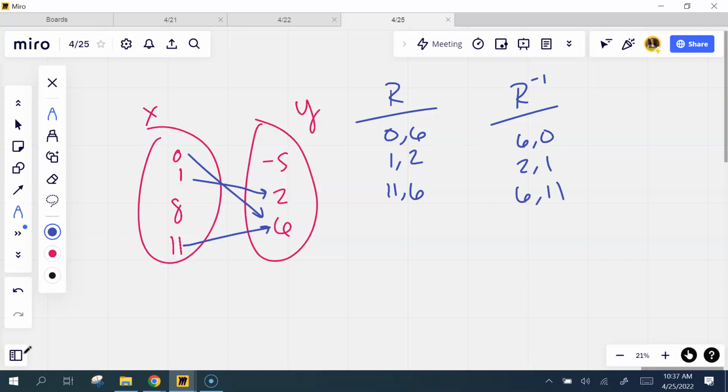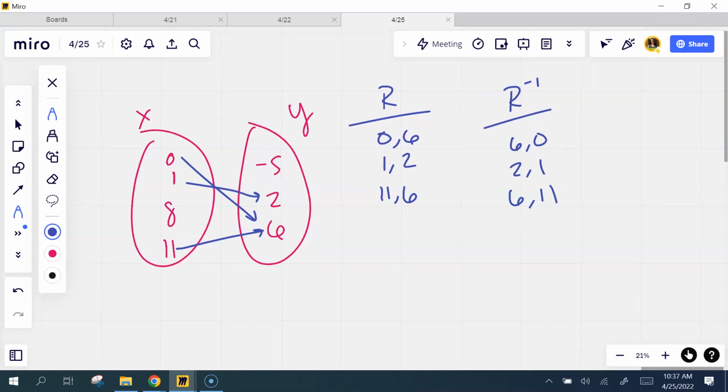So what would the inverse look like? Is R a function? Yes. I have the same value, but it repeats in y, not in x, so I'm good. Is the inverse a function? No, because the 6 is repeating in x.